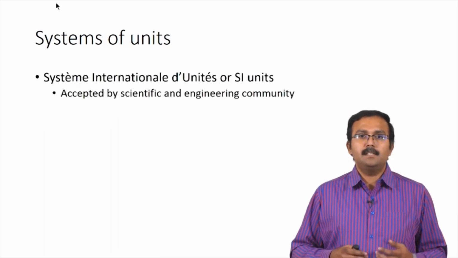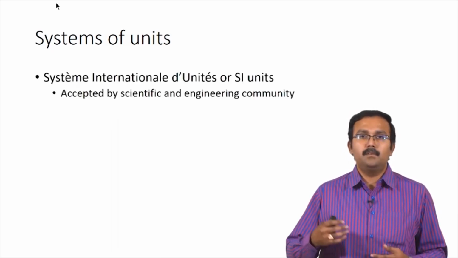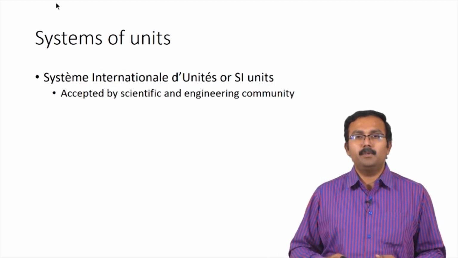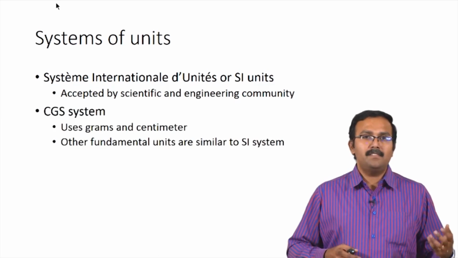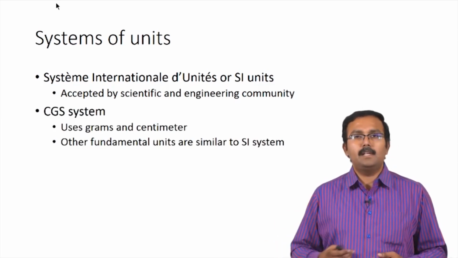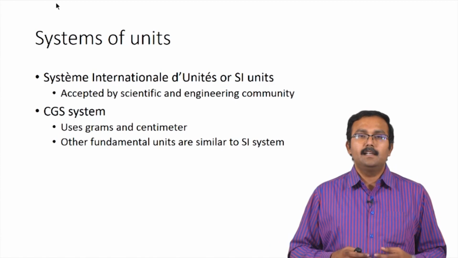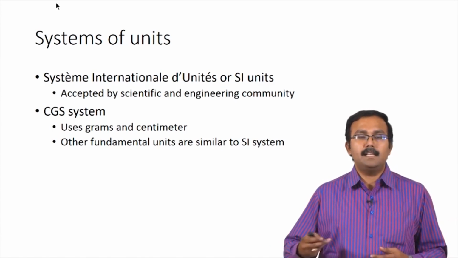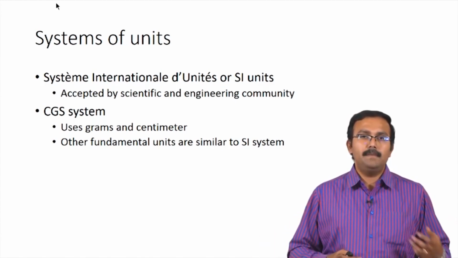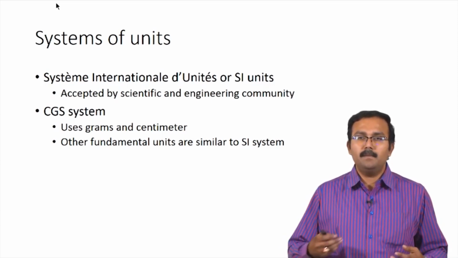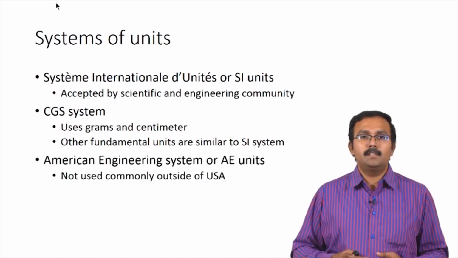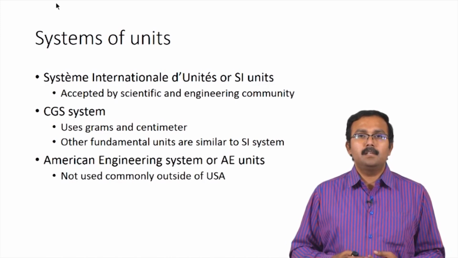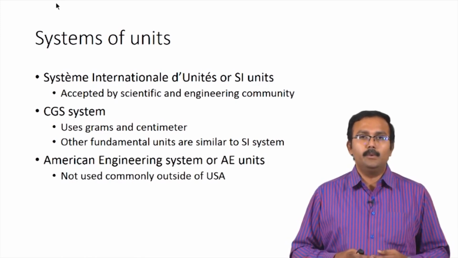The first system is the SI units, which is the most accepted system of units amongst the engineering and scientific community. You also have the CGS system, which is very similar to the SI units, except for the fact that length is measured in centimeters and mass is measured in grams instead of meters and kilograms, which would be used in SI units. Other fundamental units are similar to the SI units.